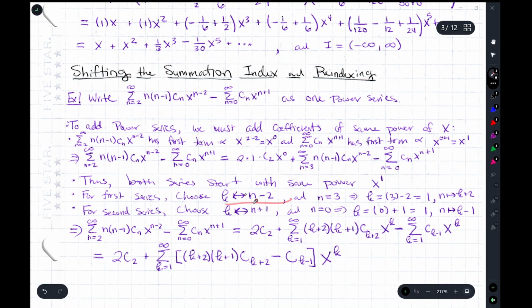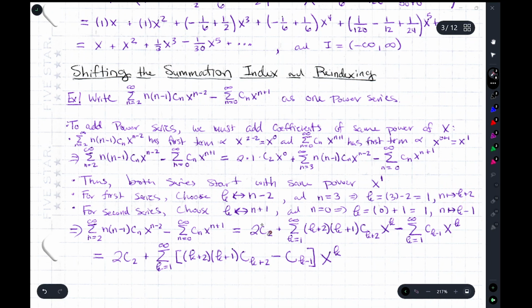So for the first series, we associate k with n minus 2. And so n equals 3 is the first term. If we plug in 3 in this relation, we get k equal to 3 minus 2, or 1. So we get to start this at 1. And we make the substitution. If you solve for n, you move this minus 2 to the other side, and you get the substitution n going to k plus 2.